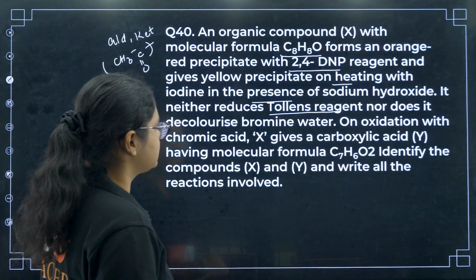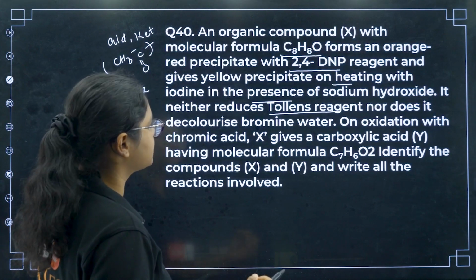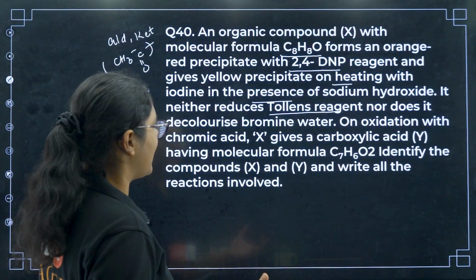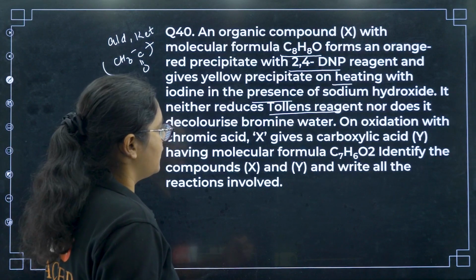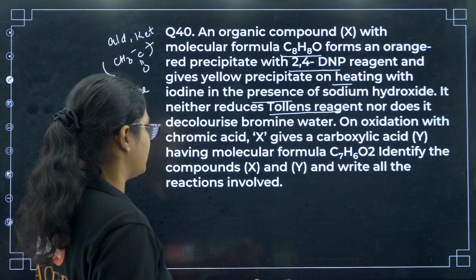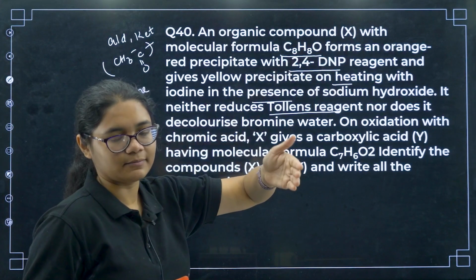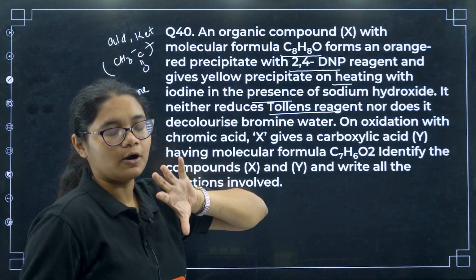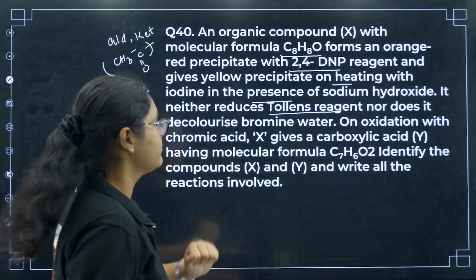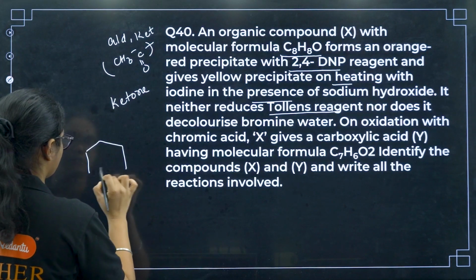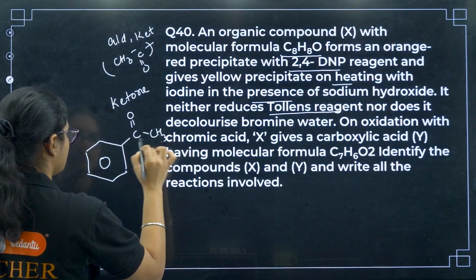Okay, next, on oxidation with chromic acid, X gives a carboxylic acid Y having molecular formula of C7H6O2. Identify the compound X and Y and write all the reactions involved. So whenever I have C8H8O, more than 6 carbon, you must think about what? I'll say, benzene ring. Okay, so C8H8O with a ketone, I can draw like this: 6 carbons here, 7 carbon here and 8th carbon here, right?